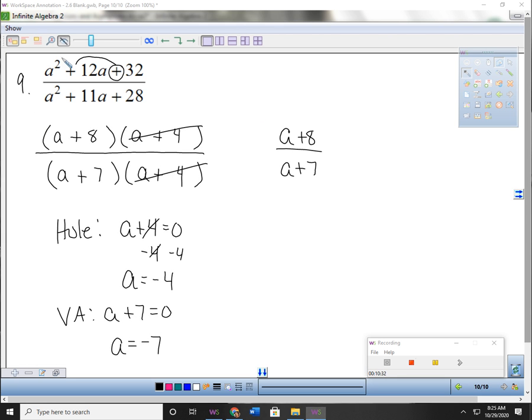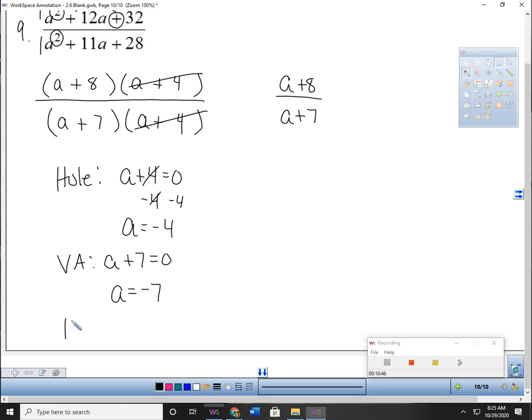And then compare your degrees. So on top, you have a degree of 2. On bottom, you have a degree of 2. When that happens, you need to take the numbers in front and divide them. So 1 divided by 1, which would just give you 1. So you have a horizontal asymptote at y equals 1.